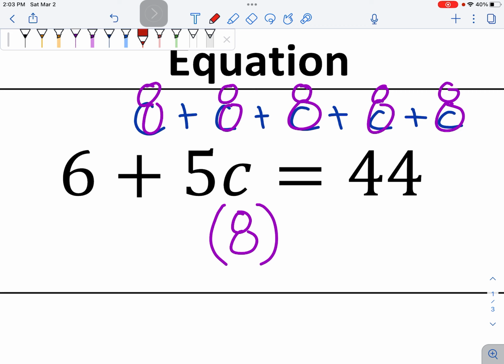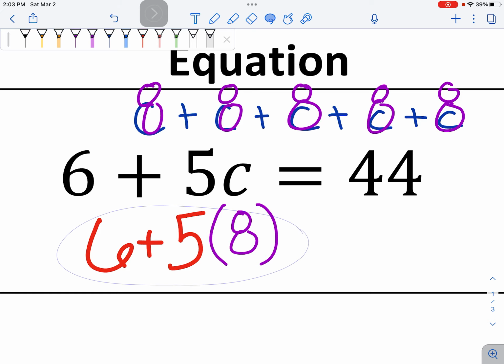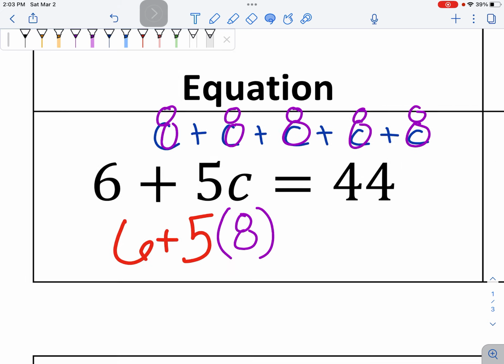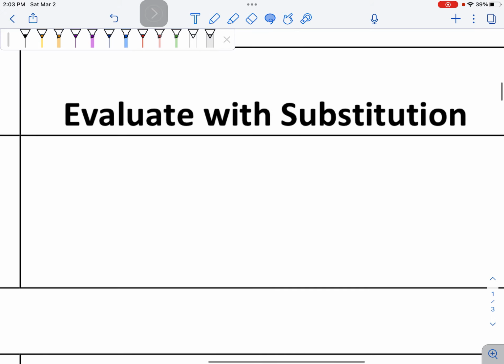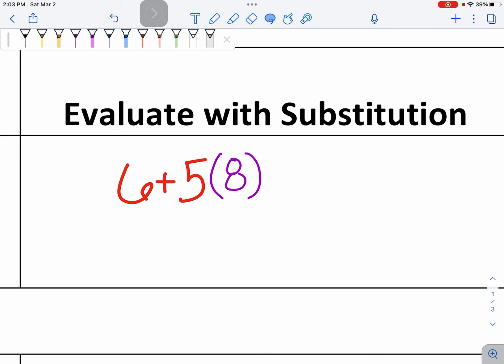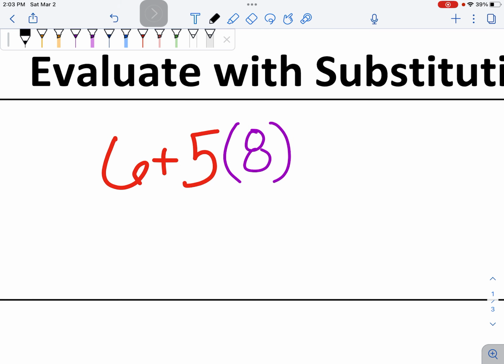Right. I'm going to keep everything else the same. 6 plus 5 parentheses 8. Then I'm going to copy that into the box that says evaluate with substitution. Right. The substitution is that I don't have c anymore, I have 8. So this says 6 plus 5 eights, or 8 plus 8 plus 8 plus 8 plus 8. The shortcut is 5 times 8, which I know is 40.